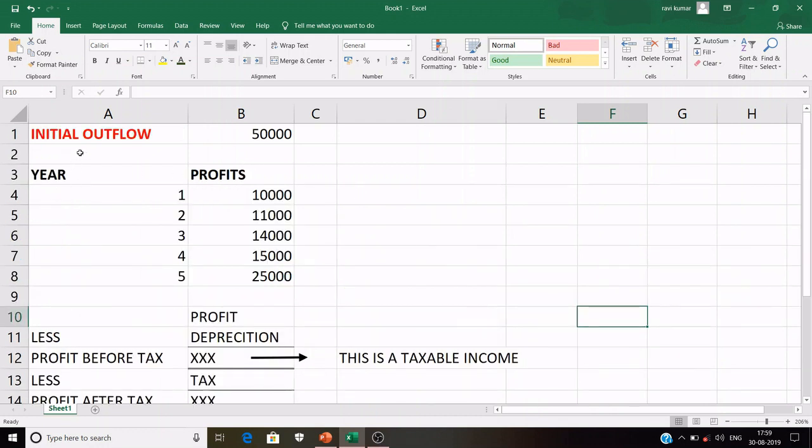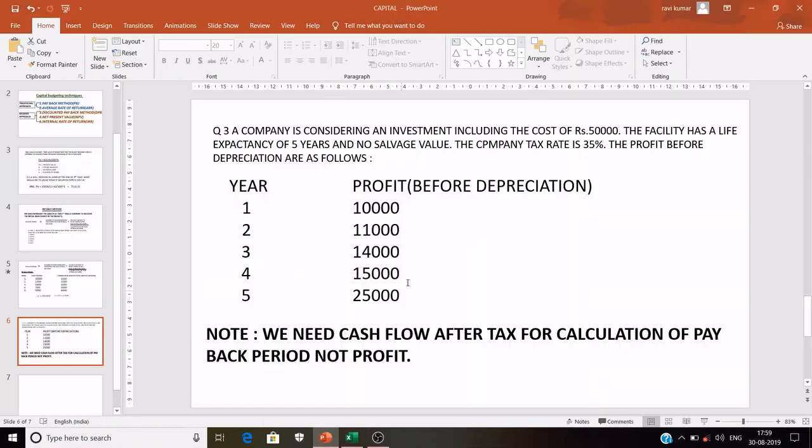In this question, our outflow is 50,000 rupees. Let me show you the question again. This is our question: our investment is 50,000 rupees and these are our profits in each year. These are the profits, not cash flows. So first of all, we'll need to calculate cash flow after tax. So let's solve it.